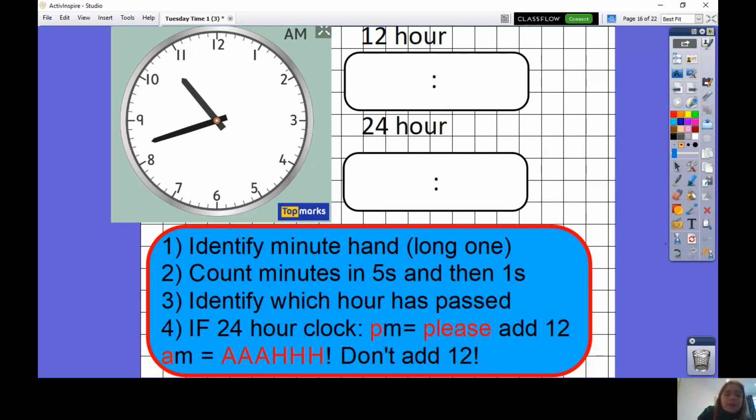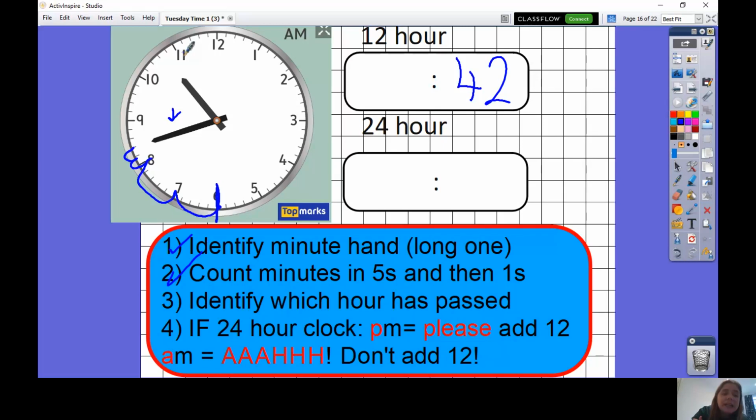Okay, so let's go through it. Find the minute hand, that's the long one there, counting fives and then ones. I'm going to cheat again. I'm going to start at 6, which I know is 30, 35, 40. Now I'm going to count in ones, 41, 42. My minutes is 42. Now identify which hour you have passed.